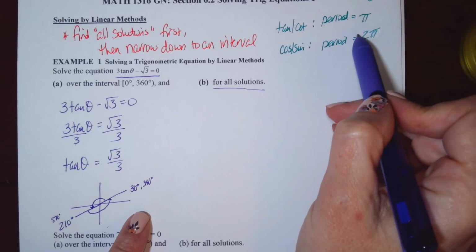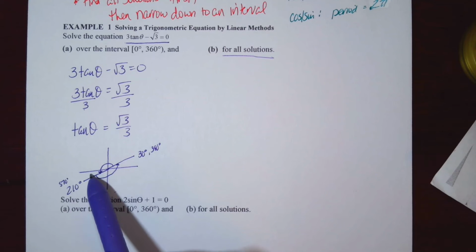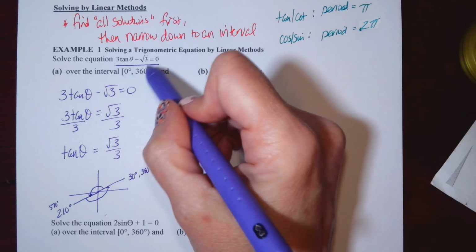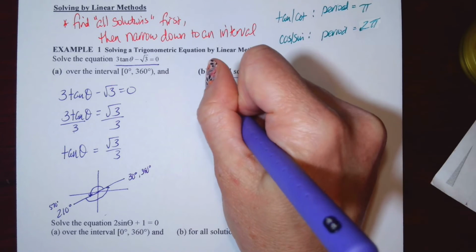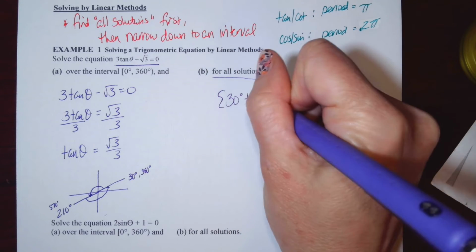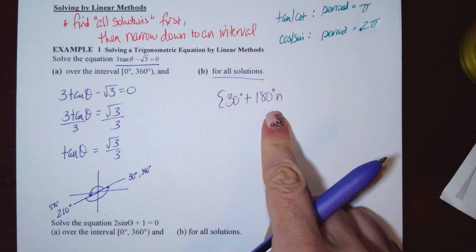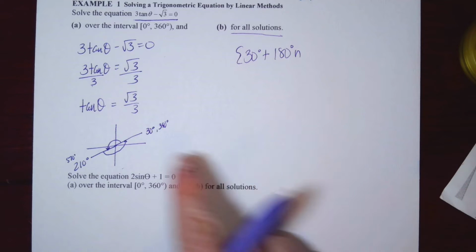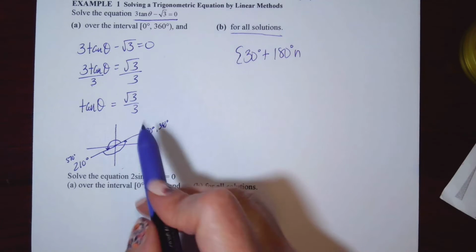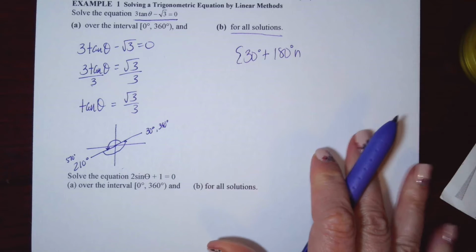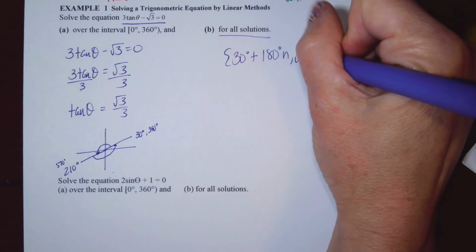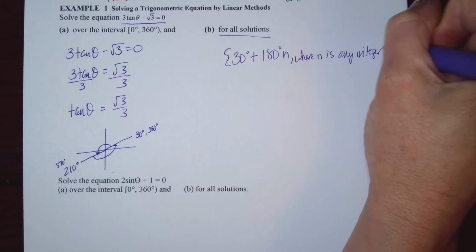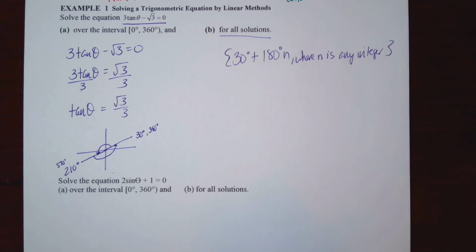Because tangent is periodic over pi, and I can get from one solution to the next just by adding 180 degrees, I can say this equation is true for all angles that are 30 degrees plus any multiple of 180. So I can go in a positive direction or a negative direction as many times as I want from 30 degrees, and it's going to terminate at one of these two locations and pick up every angle. So I need to add to that where n is any integer. That's my solution set for all solutions.